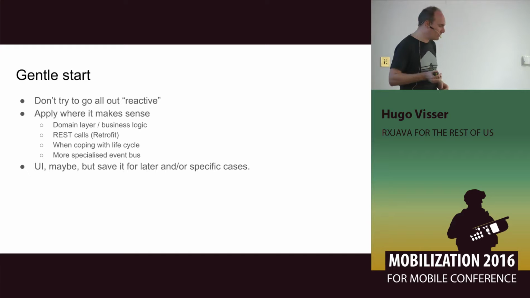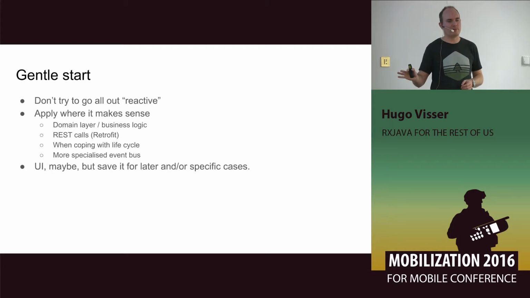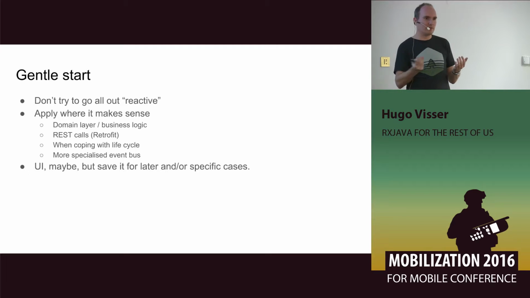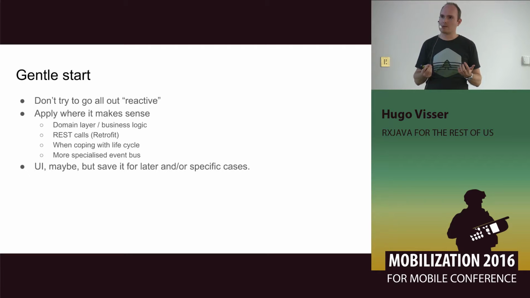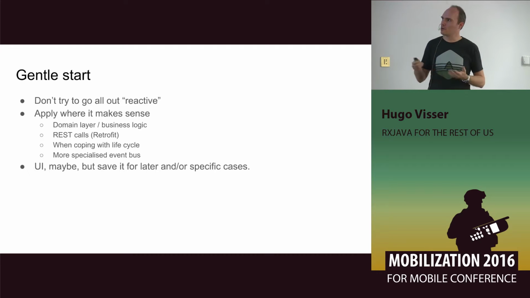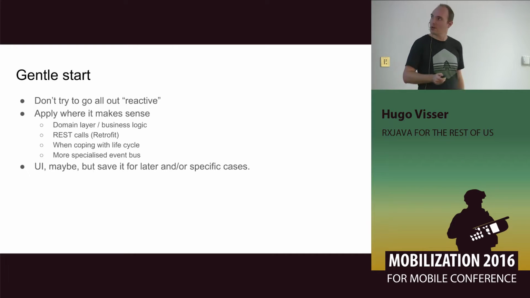And another example is you can apply RxJava as a more specialized event bus, because in the end, what RxJava is doing is quite similar to an event bus. It's sending events, but now it adds some power where you can transform the events and subscribe to specific events that you are interested in. So it could be a nice change for removing an event bus. For the UI, it could be useful in some cases, but for the most part, I think the examples that I mentioned are more appropriate.